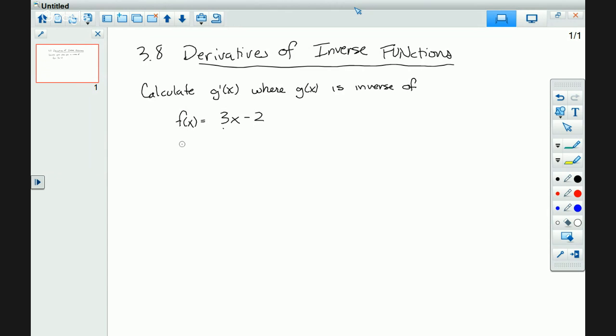Okay, so you write it out, switch x and y, and solve for y. Okay. Plus 2 divided by 3, right?